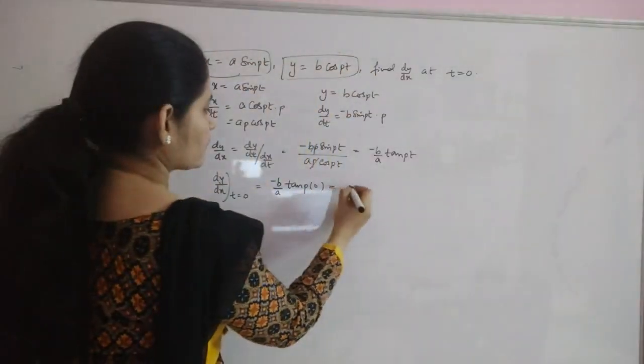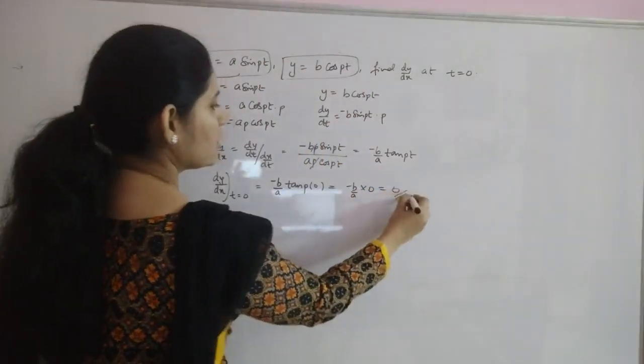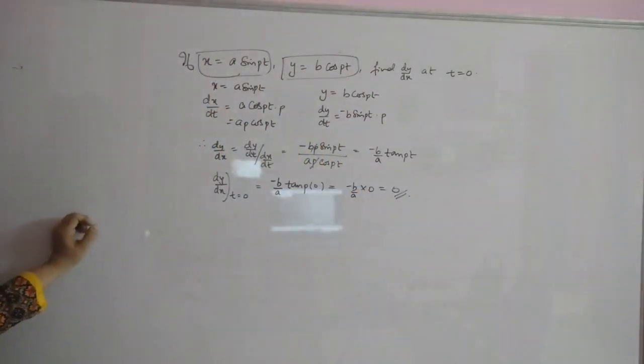Okay. So here it is minus b by a. What is tan 0? 0. So you are getting 0 as the derivative at the point.